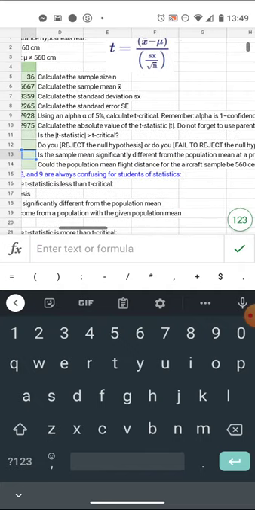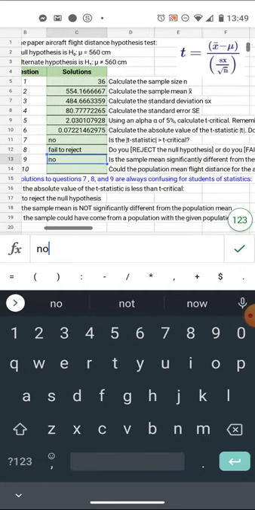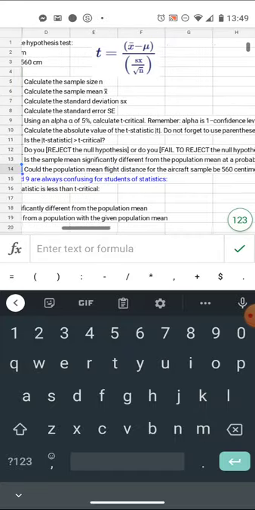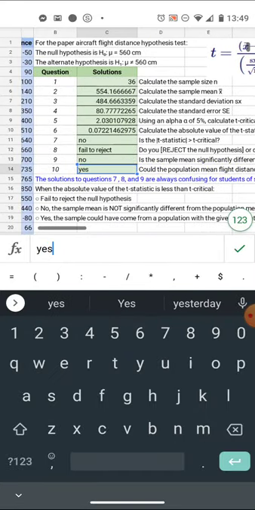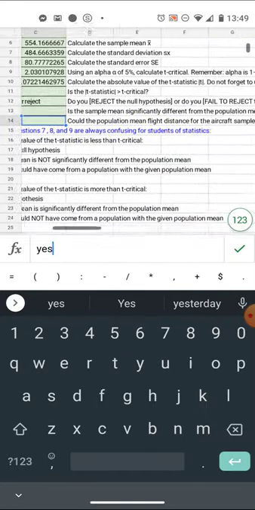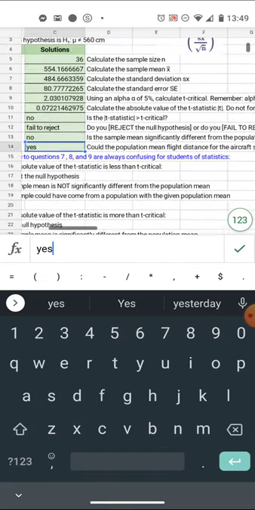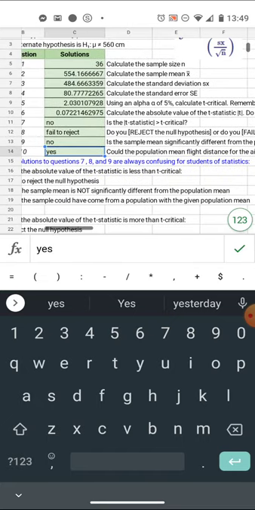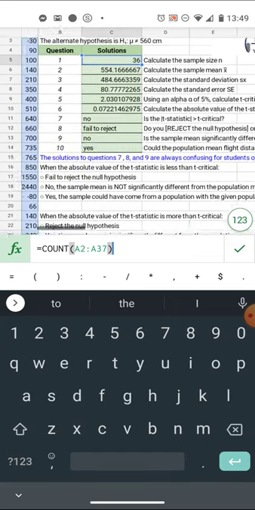Is the sample mean significantly different? No, that's not different at all. Could the population mean be 560? Sure, yeah, definitely. The population mean probably is 560. In fact, the fall data at 36 planes was so small that it didn't change the population mean, which is based, as I said in the previous homework, on about 800 aircraft. So we failed to reject.